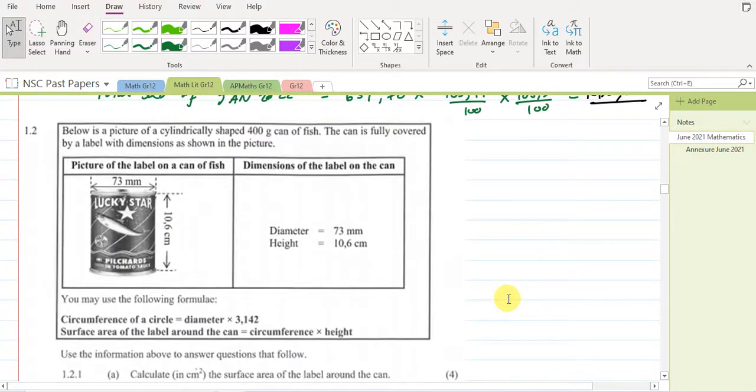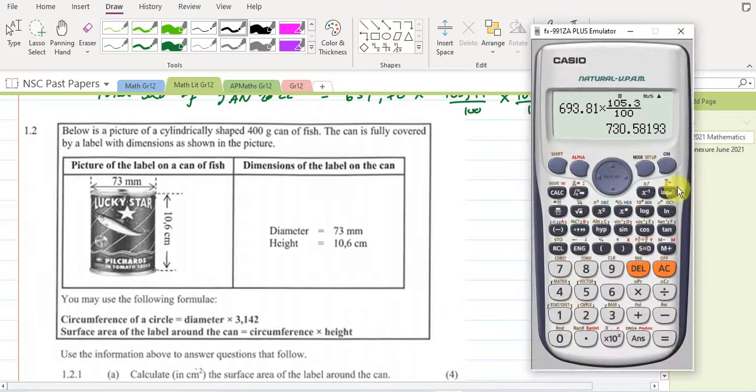Let us look at 1.2. Below is a picture of a cylindrically shaped 400 grams can of fish, right? The can is fully covered by a label with dimensions as shown in the picture. So it's fully covered. Very important, this is the diameter, which is 73 millimeters. Remember, what's a radius? If this is 73 millimeters, radius is half the diameter, so you can take 73 divided by 2.